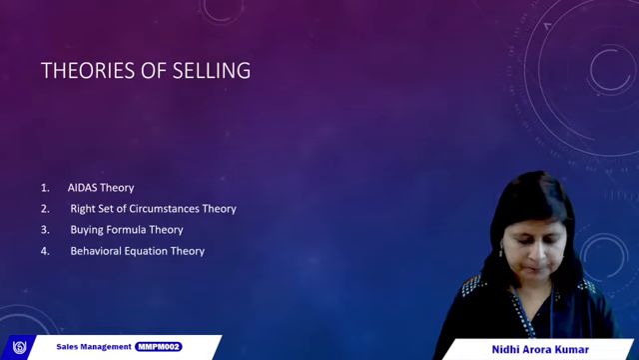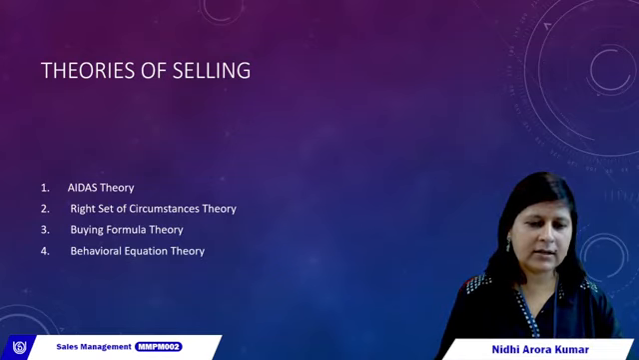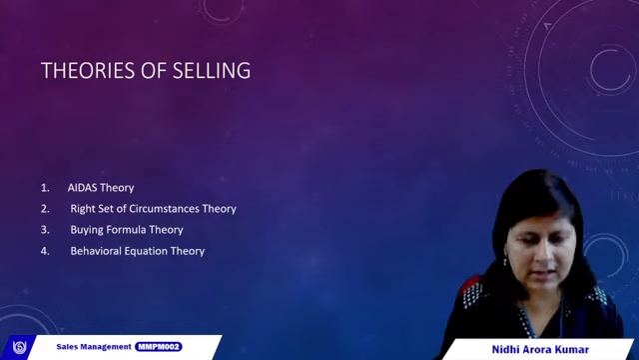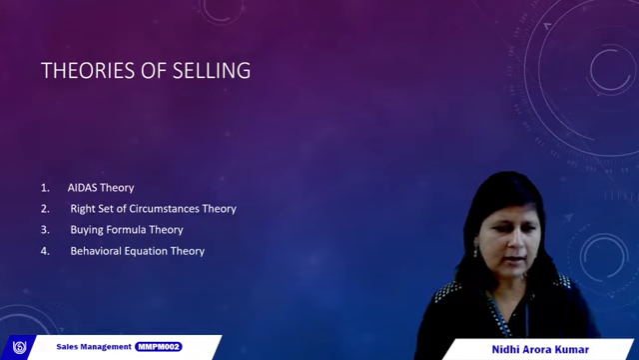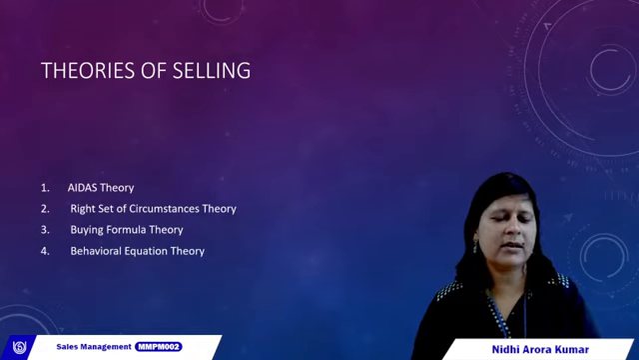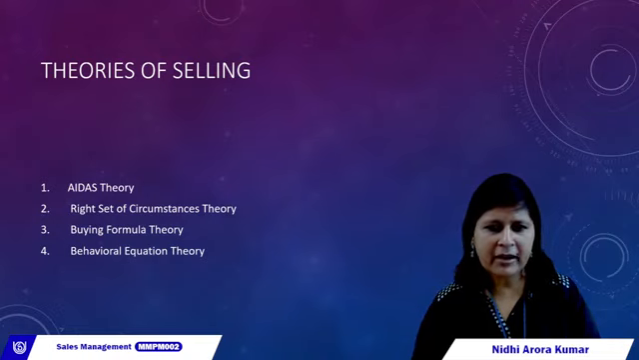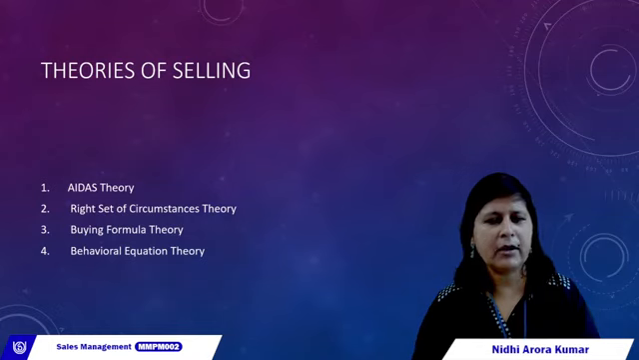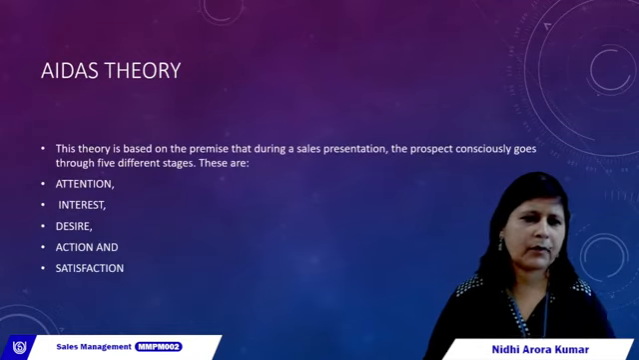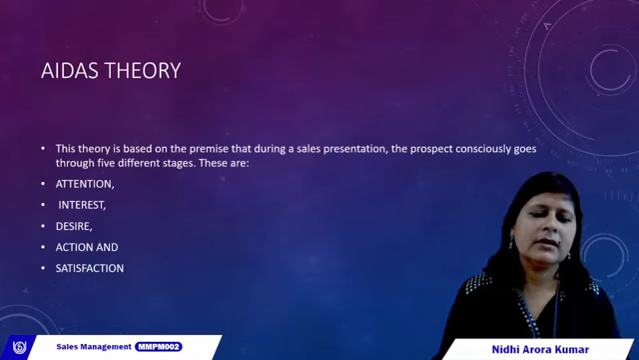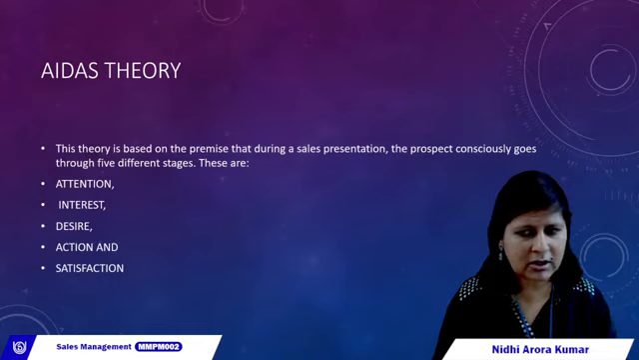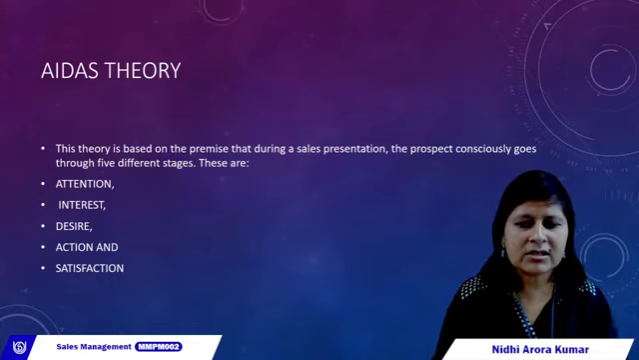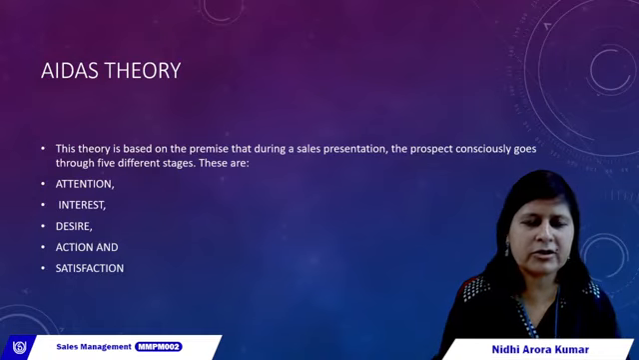Theories of selling. Now let us discuss a few theories of selling, right? There are actually four theories of selling. That is AIDA theory, right set of circumstances theory, buying formula theory, and behavior equation theory. AIDA theory is based on the premise that during a sales presentation, the prospect consciously goes through five different stages.